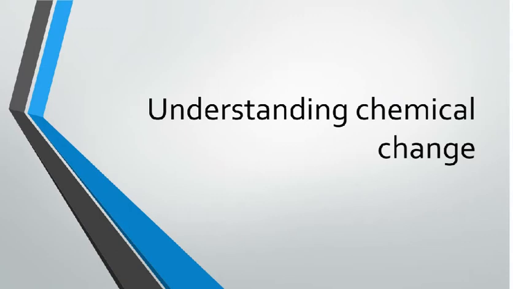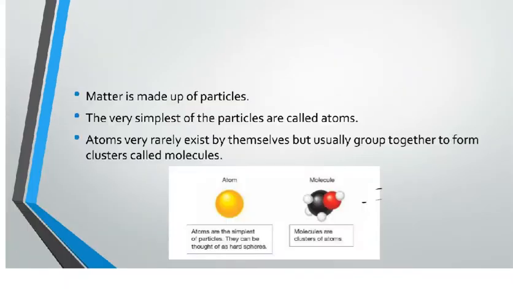In this video, we are going to look at chemical change in more detail. First, there are a few things we need to know. Matter is made up of particles. The very simplest of these particles are called atoms. Atoms very rarely exist by themselves, but usually group together to form clusters called molecules. Here we can see a single atom, and here we can see a cluster of atoms called a molecule.